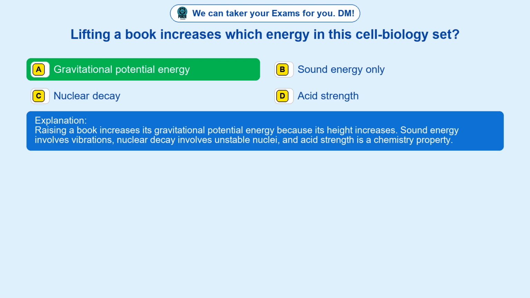Sound energy involves vibrations, nuclear decay involves unstable nuclei, and acid strength is a chemistry property.